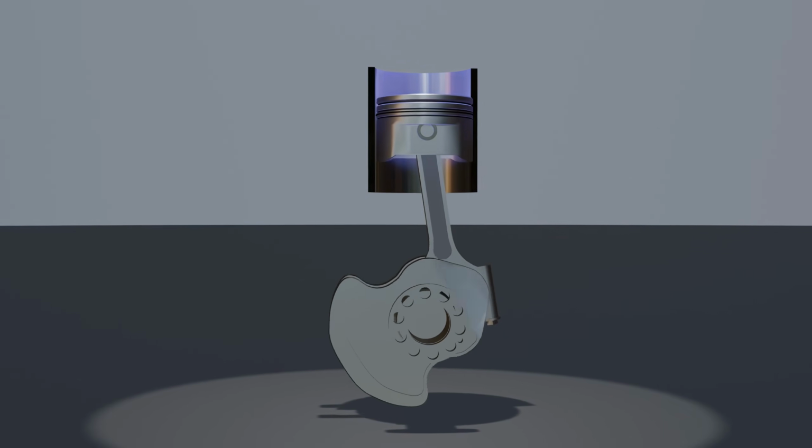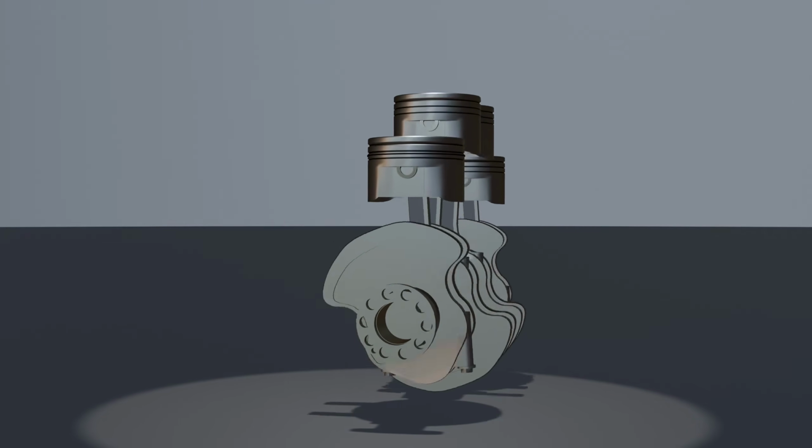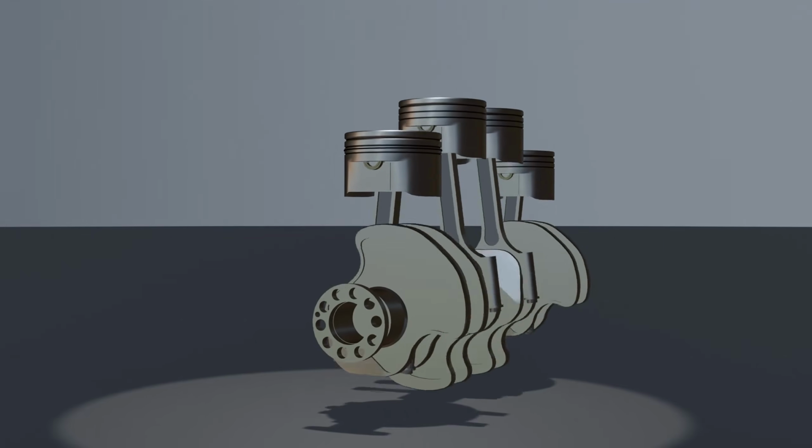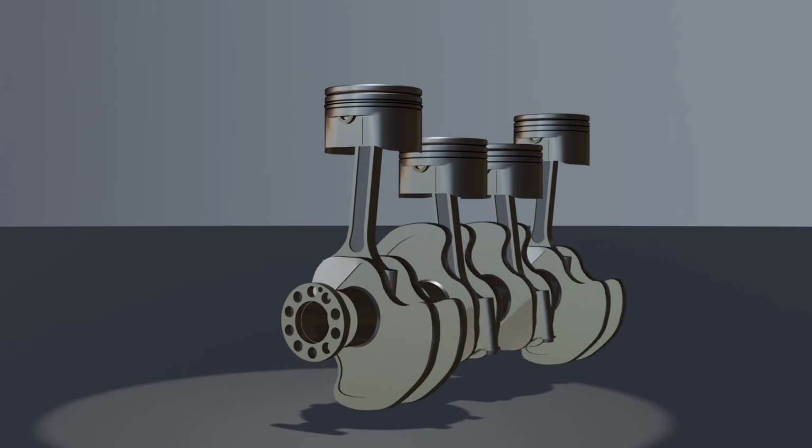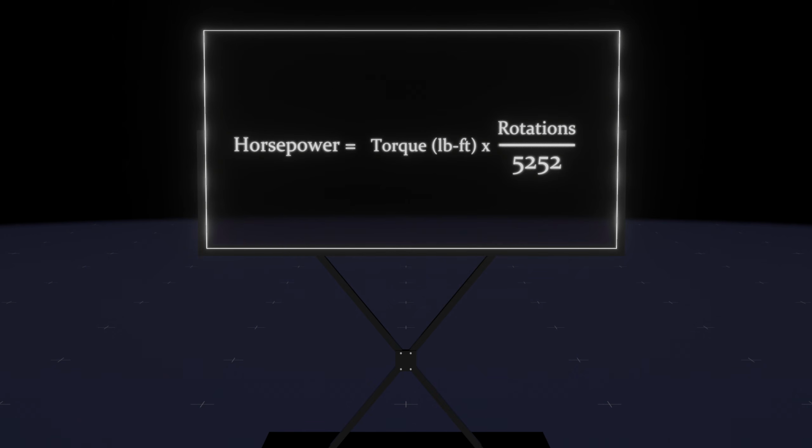And this is why the design of each piston and the quantity of them in an engine is designed carefully to obtain very specific torque and horsepower curves. And this is the difference between horsepower and torque.